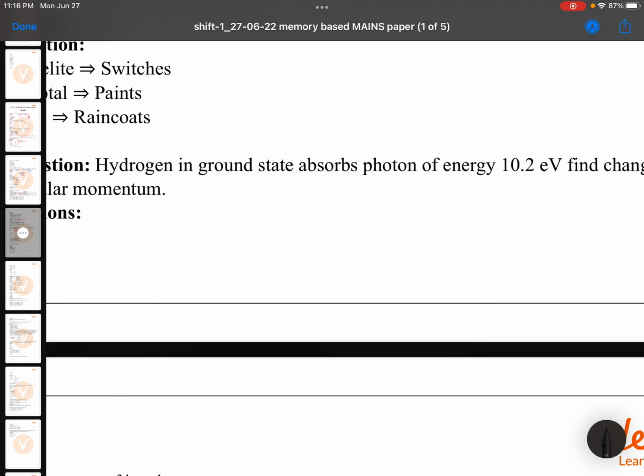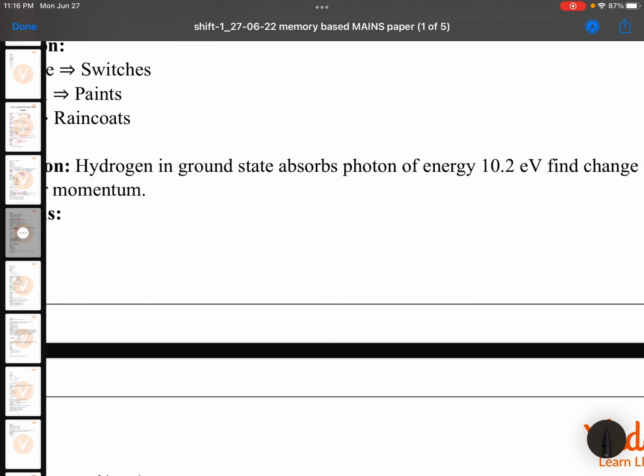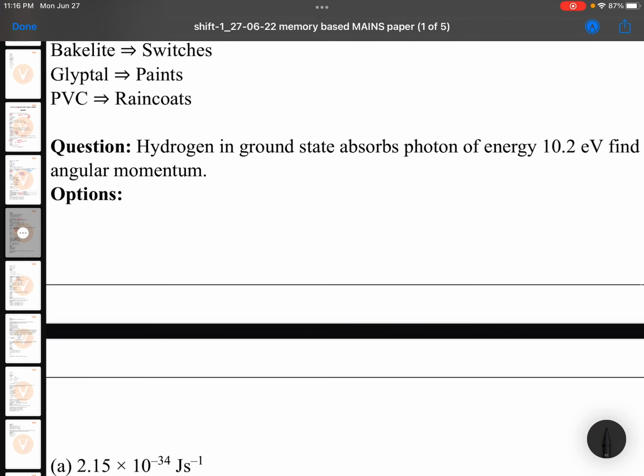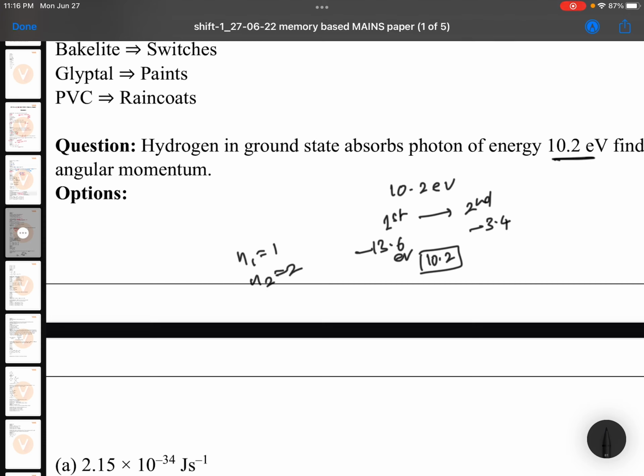Sometimes they do. Hydrogen in ground state absorbs a photon of energy 10.2 electron volts; find the change in angular momentum. This is one good question. See, when 10.2 electron volts is given, the electron jumps from the first level to the second level. Why? In the first level, the energy is minus 13.6 electron volts. In the second level, it is minus 3.4. The difference is exactly 10.2. That means the electron jumped from n1 equals 1 to n2 equals 2.